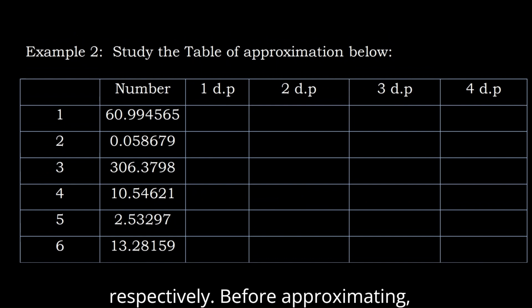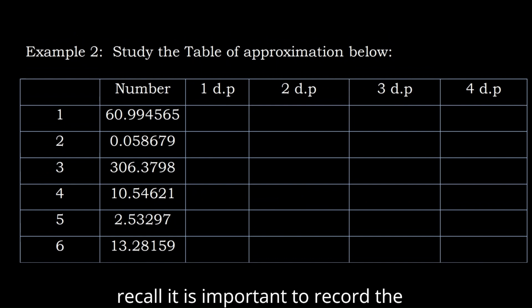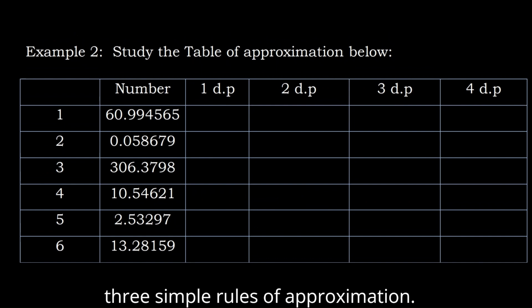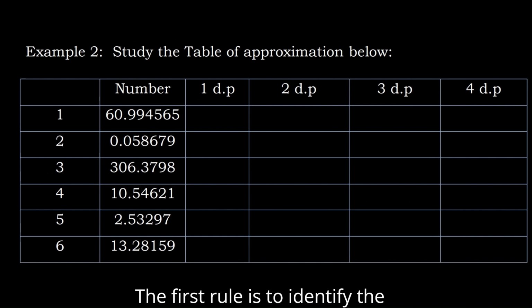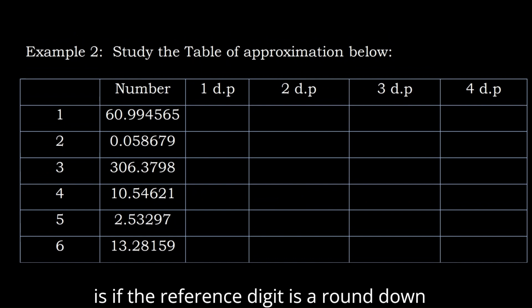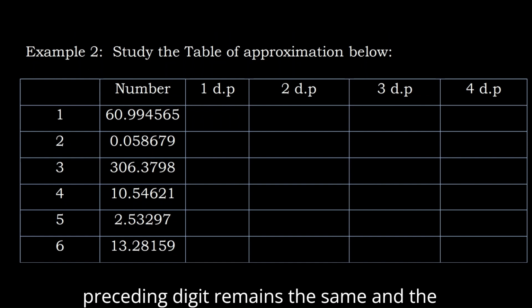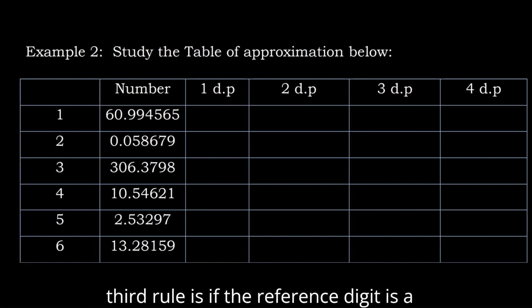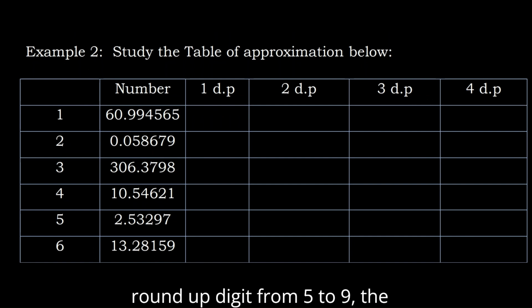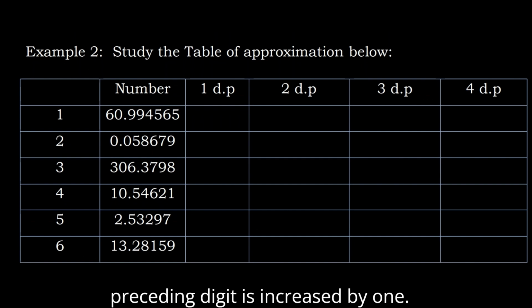Before approximating, it is important to recall the 3 simple rules of approximation. The first rule is to identify the reference digit. The second rule is if the reference digit is a round down digit from 0 to 4, the preceding digit remains the same. And the third rule is if the reference digit is a round up digit from 5 to 9, the preceding digit is increased by 1.